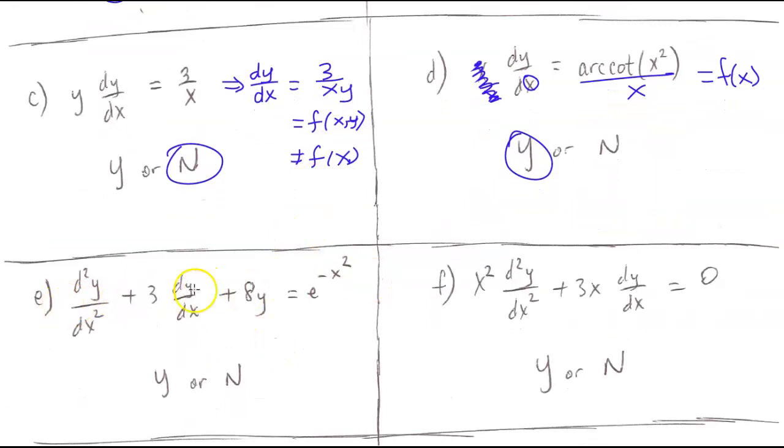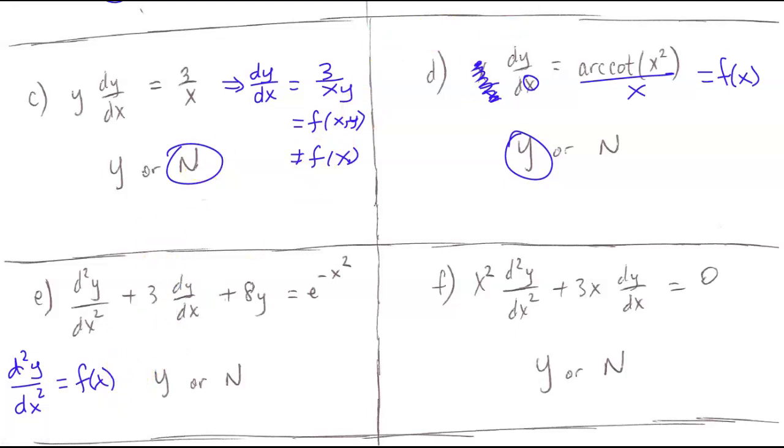For E, we see that we have a second order differential equation. But notice that this will not be able to be written as d squared y over dx squared equals some function of just x. Okay, so notice that that won't be able to happen here.